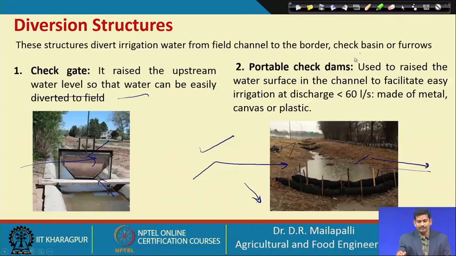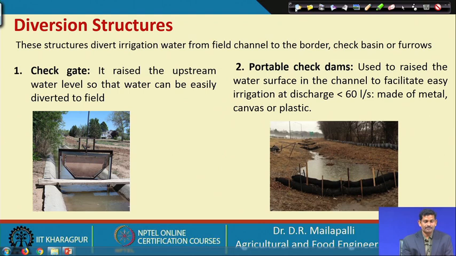Next are the diversion structures. Diversion structures are the structures which direct or distribute the flow, or maintain the flow for a particular field. For example, here is a check gate. A check gate is a structure which maintains the flow at the head end. It raises the upstream water level, so that water can be easily diverted to the field.